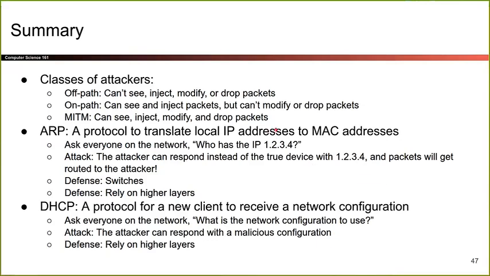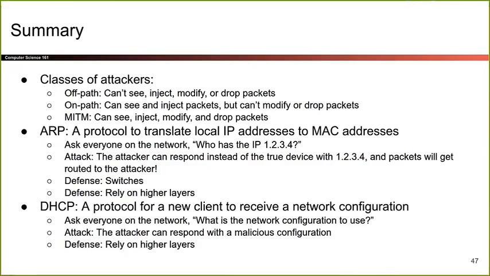So we started today by talking about the classes of attackers. We said the off-path attacker cannot see or modify packets. The on-path attacker can see packets, but they can't modify them. And the man in the middle can also see packets and modify them. So those are the different classes. We also saw some examples of how you might become one of those attackers.